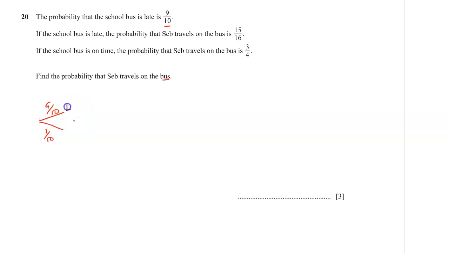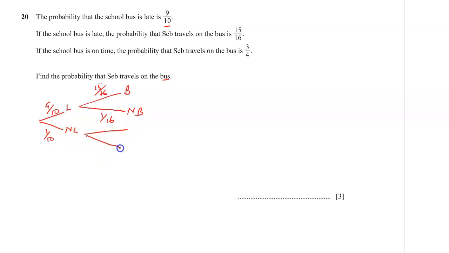This is late, and this is not late. If the bus is late, the probability that Seb travels on the bus is 15 over 16. This is when Seb takes a bus. Not take a bus, then it's 1 over 16. Same here.